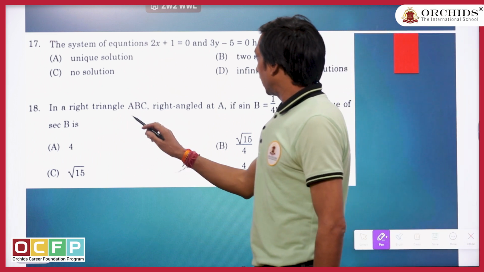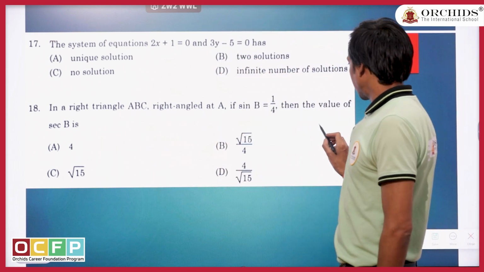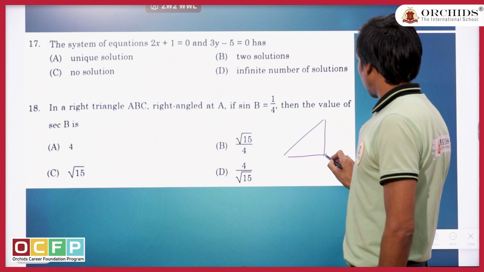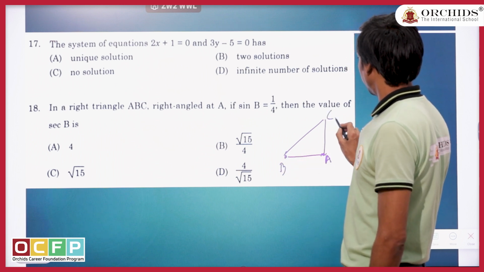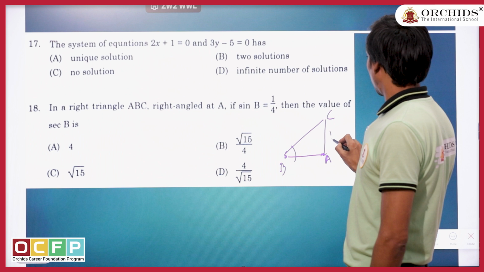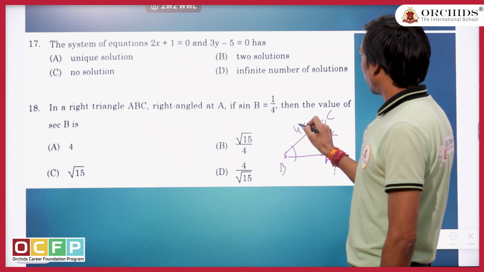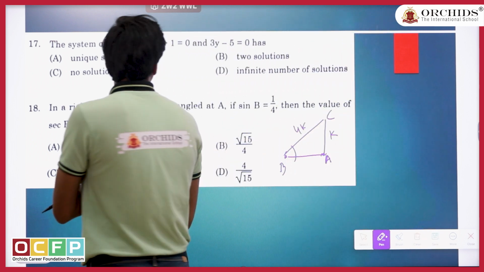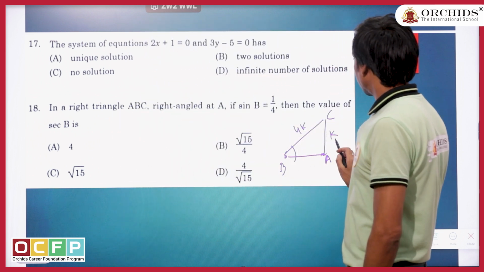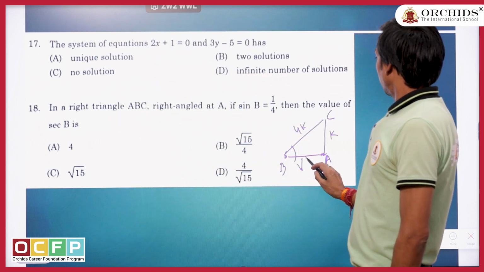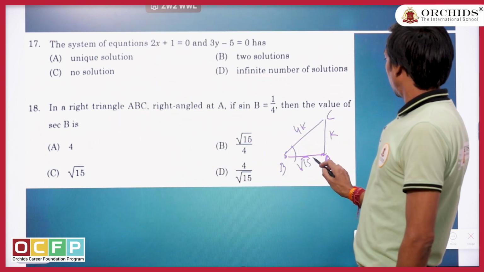Now, in right angle triangle ABC, right angled at A. So let's see, this is the right angle triangle which is right angled at A, and let's say this is B and this is C. So sine B is given as K, and perpendicular upon hypotenuse is sine theta. Now based upon that, they are asking us, obviously this is K and this is 4, then this becomes 16 minus 1 is 15, root 15K.